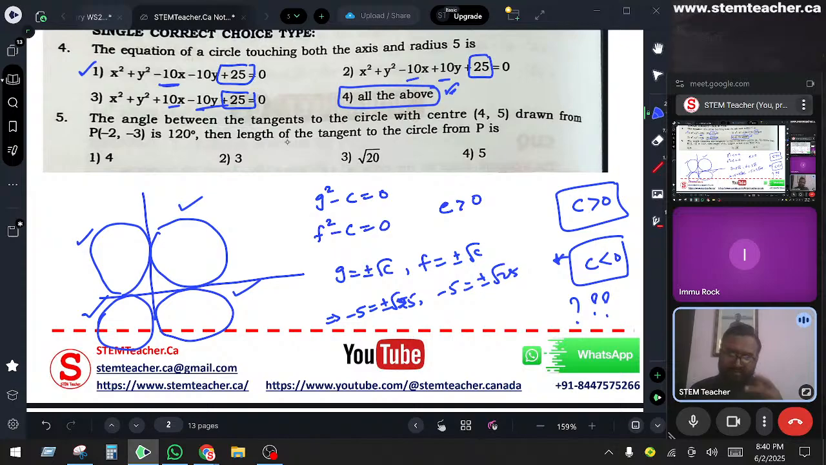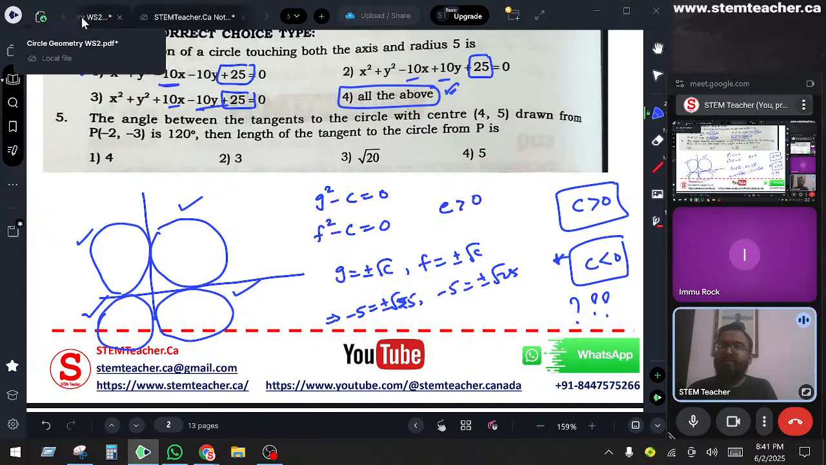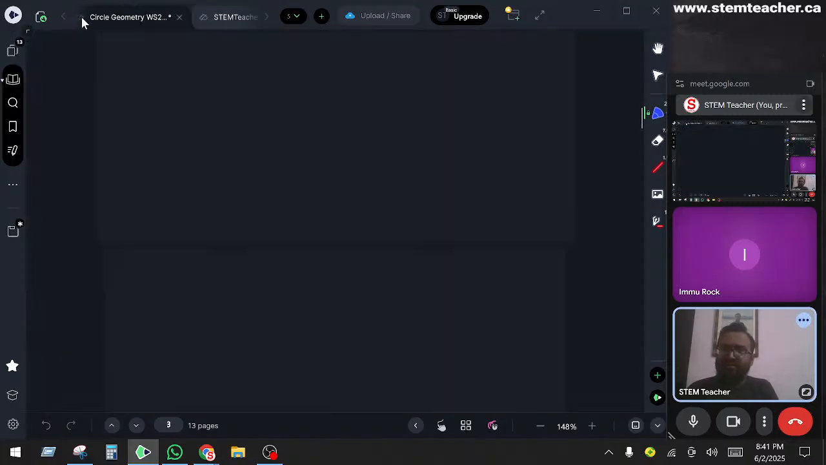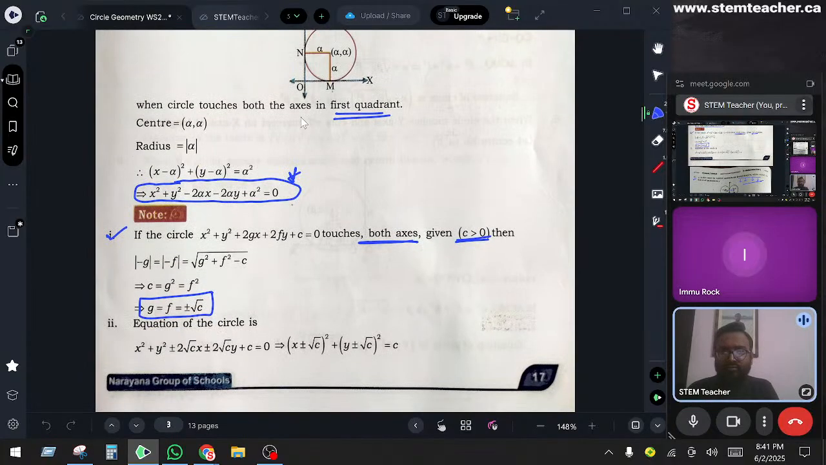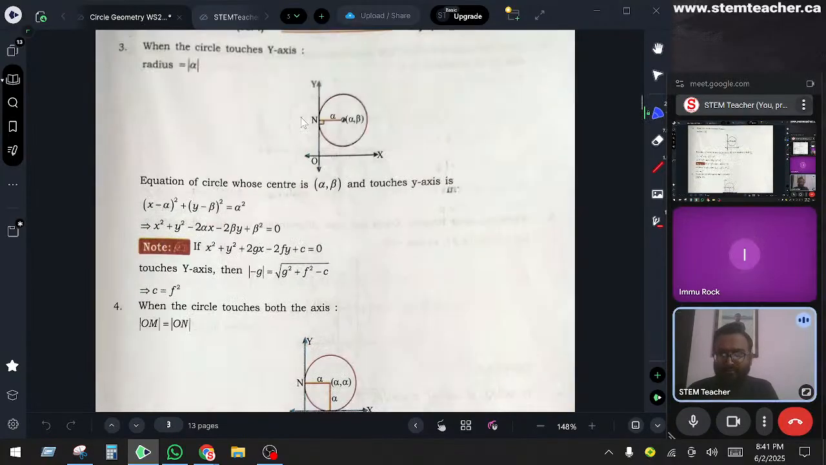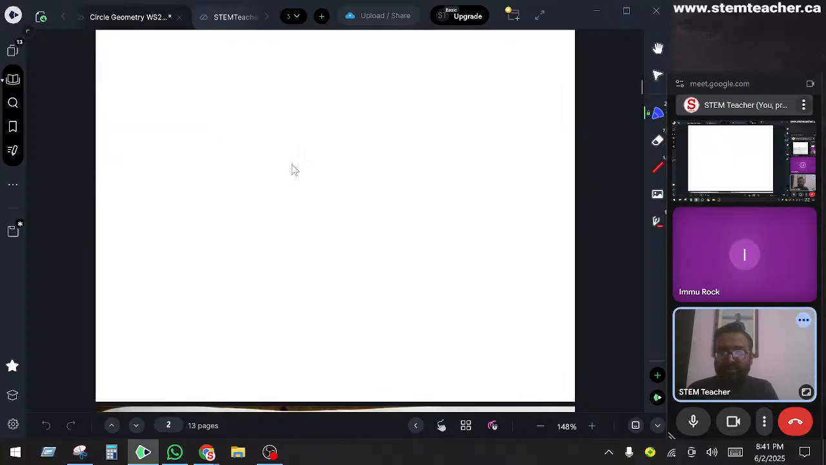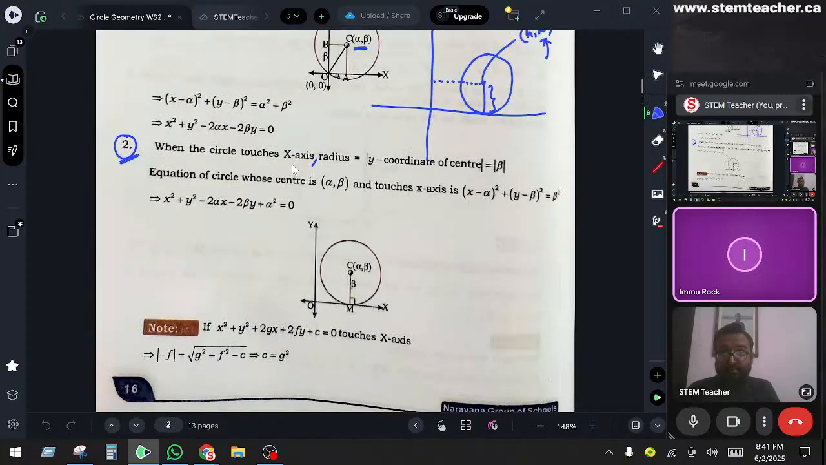He has already given it in the text. When C is negative, what happens? When C is negative, it is a complex circle. I have seen, if we look at this now, why go further? So when C is negative, he defined what happens. Be patient.